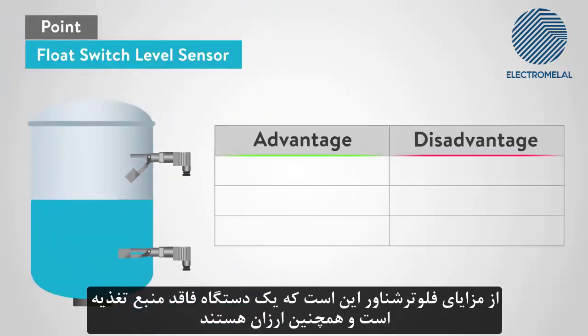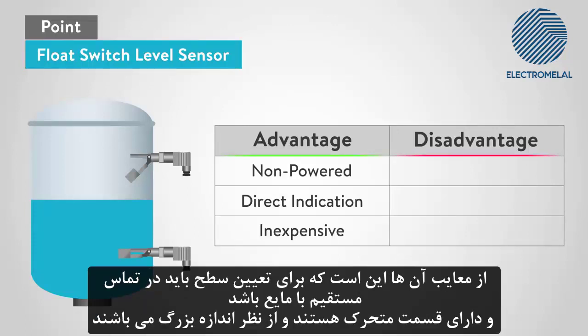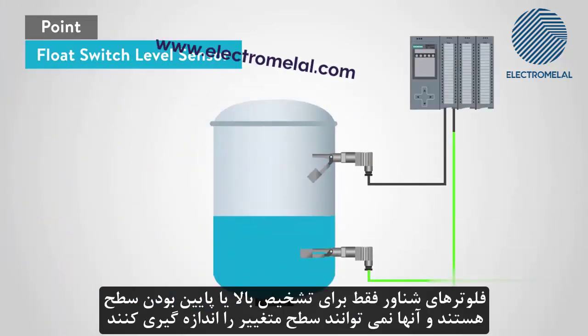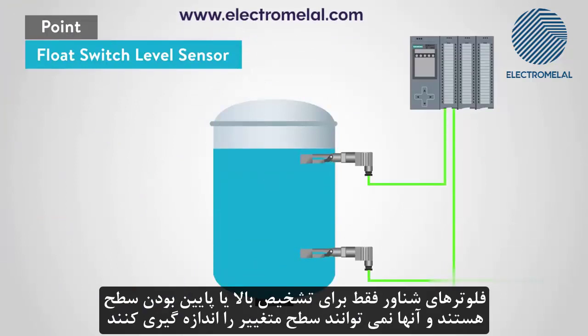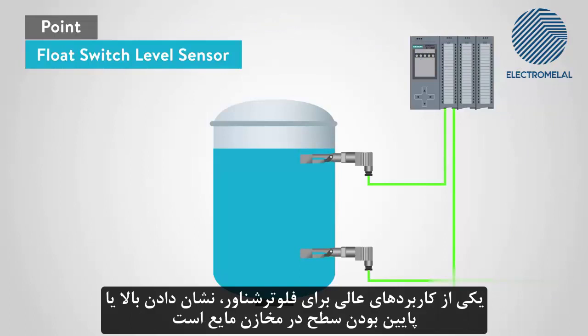The advantages of a float switch are that it is a non-powered device, it provides a direct indication, and they are inexpensive. The disadvantages are they are invasive to the product, they have moving parts, and can be large in size. Float switches will only give an indication for a high or low level. They cannot measure a variable level. A great use for float switches is in liquid storage tanks for high or low level indication.